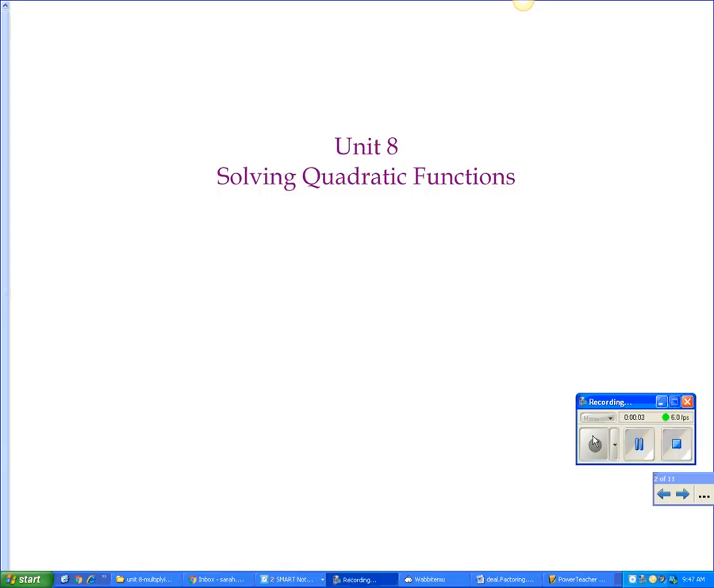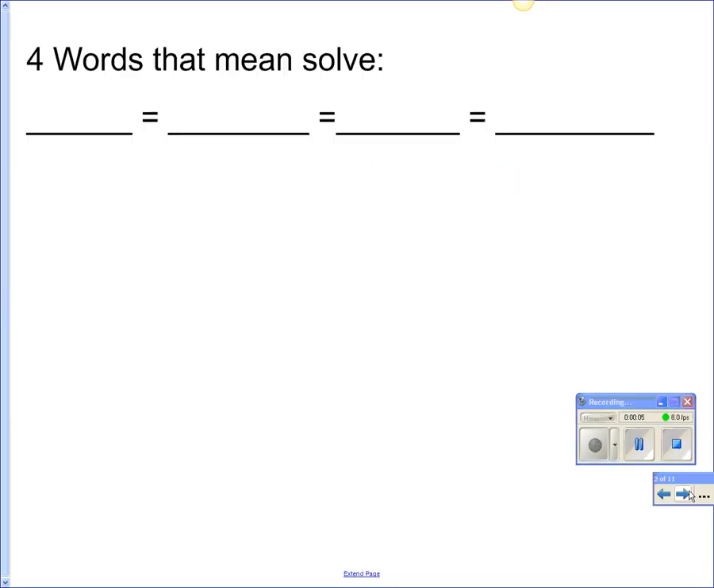Quadratic function. So, okay, I keep skipping. Four words that mean solve. One is the word solutions. If it says, what are the solutions, you're going to have to solve. So if it has the word solutions, you're going to have to solve.